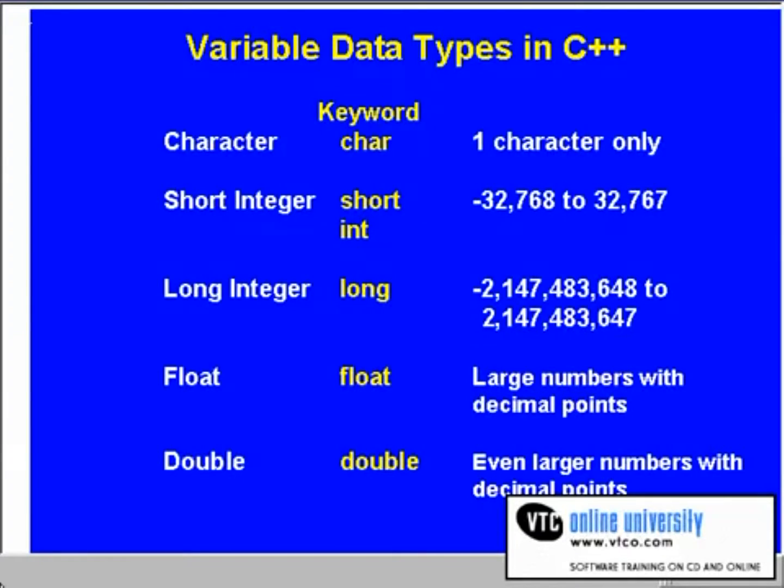Therefore, it is more efficient to store a person's age, for example, in a short integer variable. Conversely, you need to use a long integer variable to store the population of a large city. So the bottom line is, the more you know about the data that you're dealing with, the better decision you can make as to the appropriate variable data type.